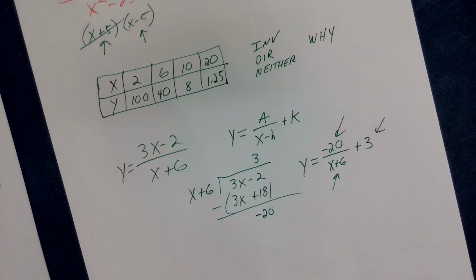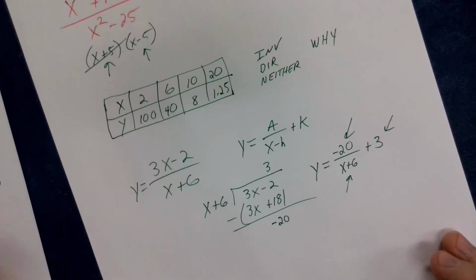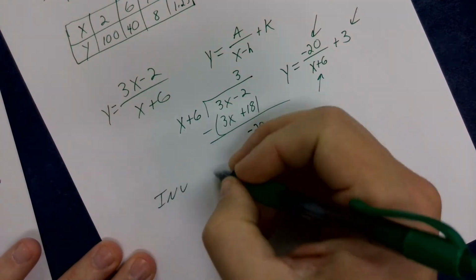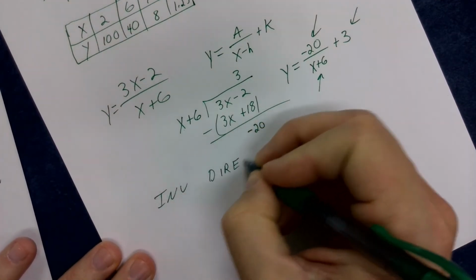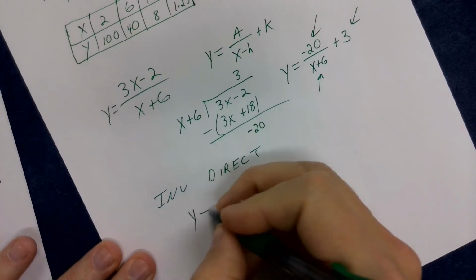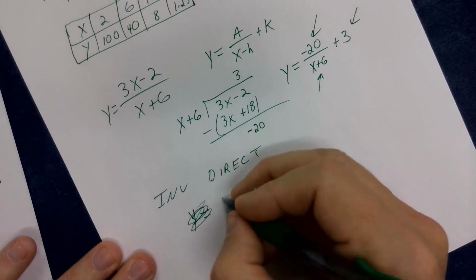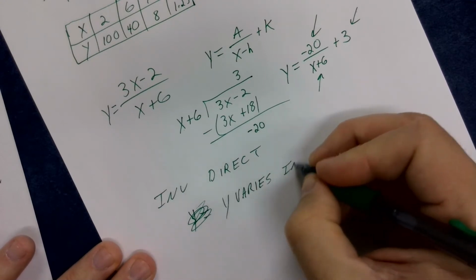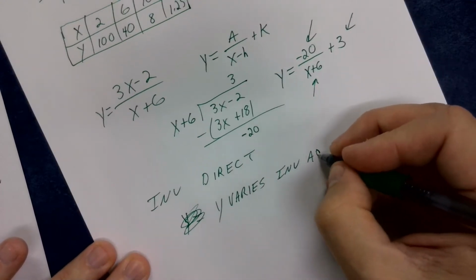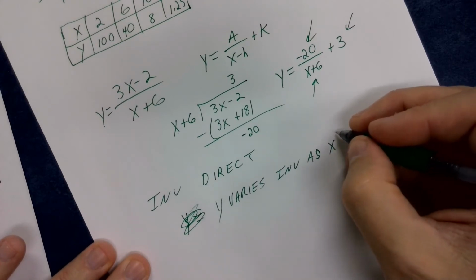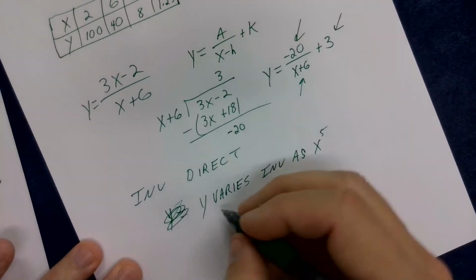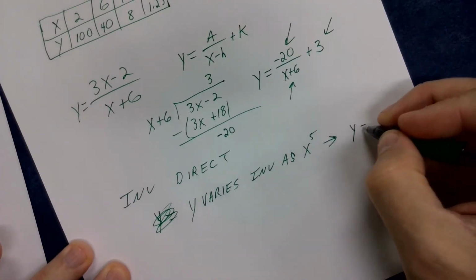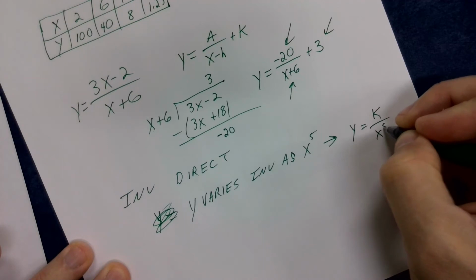And then the final things that you're going to need to be able to do: we're going to give you an inverse or direct variation situation. So I might say something like this: y varies inversely as x to the 5th power. And as soon as you see that statement, you should write y equals k over x to the 5th.